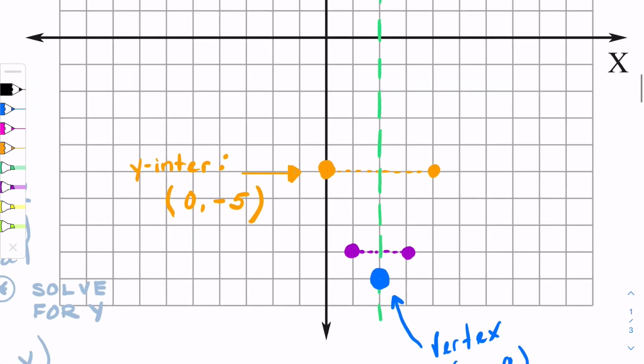Now you can sketch your curve. So we know it's going to be U-shaped. It's going to come down, it's going to touch all points and head back in the same direction. Do your best to sketch the curve. It's probably not going to be perfect. That's okay, it's just a sketch. But that is your final answer.